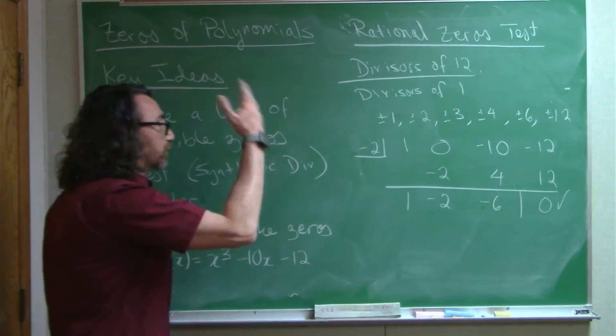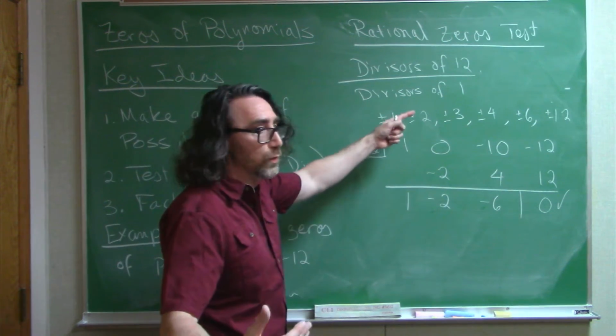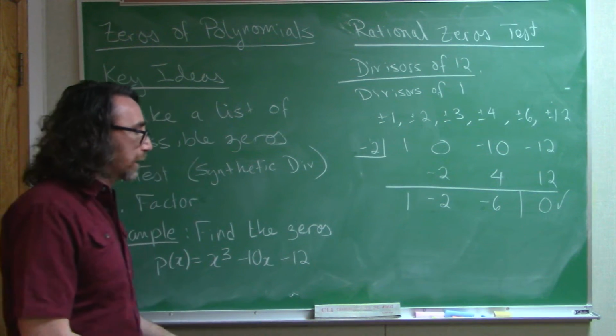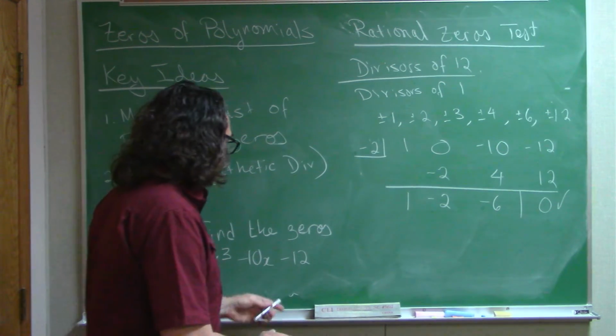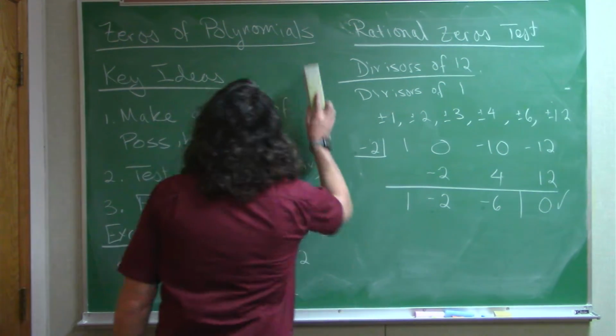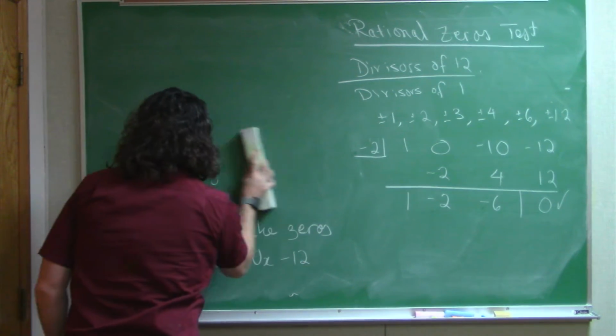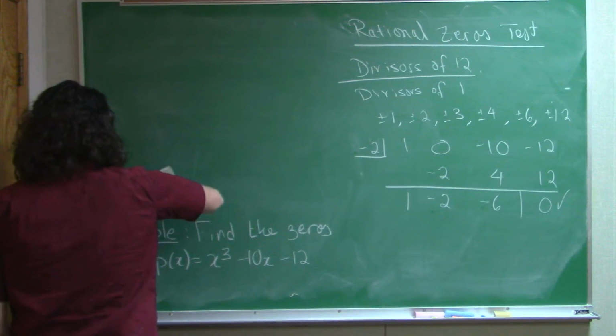It's a list of possible zeros. It happens that 1 and 2 were not actual zeros. -2 is a 0. Okay, so we have found a 0, which means we have found a factor.